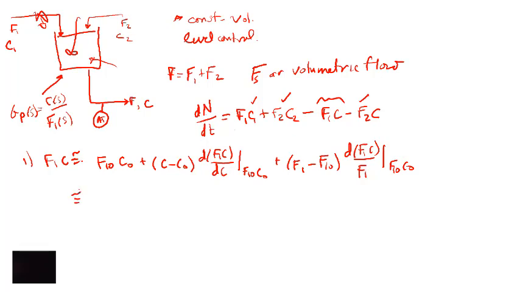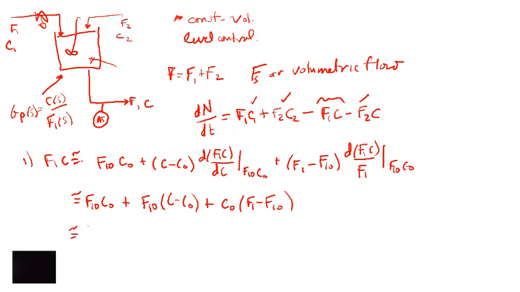Now this is going to essentially give us F10 C0, the initial combination of the two, plus the next term, where we take the derivative with respect to concentration. We get F1 evaluated at F10. So here we have F10 times C minus C0, plus over here we have again C0, which is the derivative evaluated at the initial condition, times F1 minus F10.